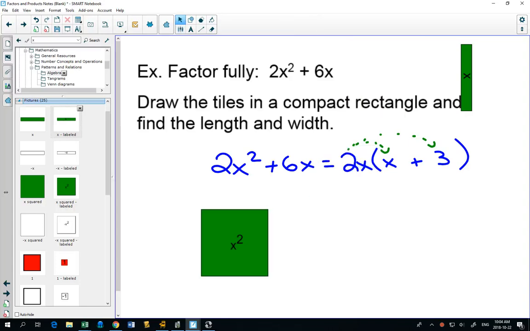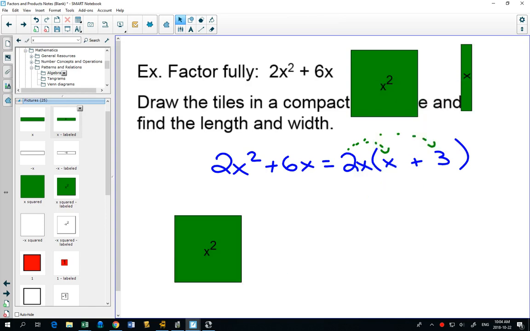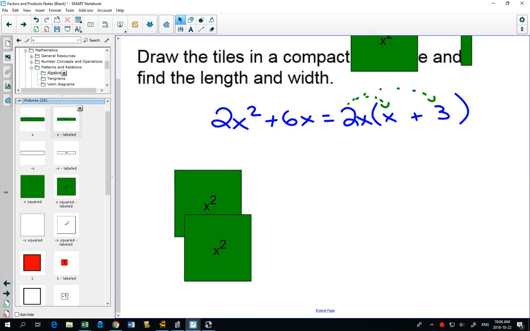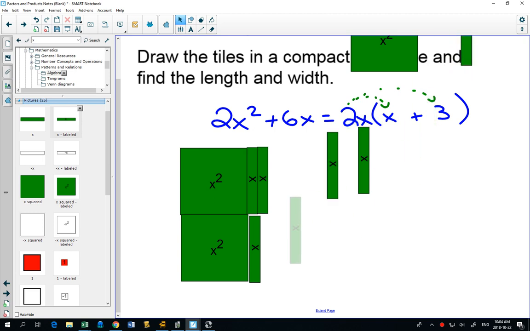If I take this, whoa, I didn't clone it. There we go. If I take 2 of these, maybe I'll put them this way. If I take 2 of these and I want to make a rectangle and I need 6 of these, 1, 2, 3, 4, 5, 6.